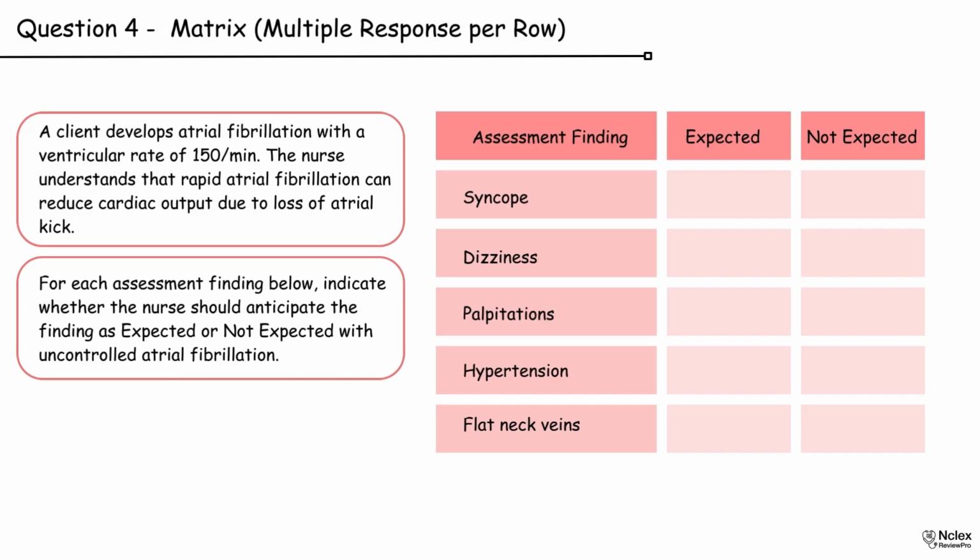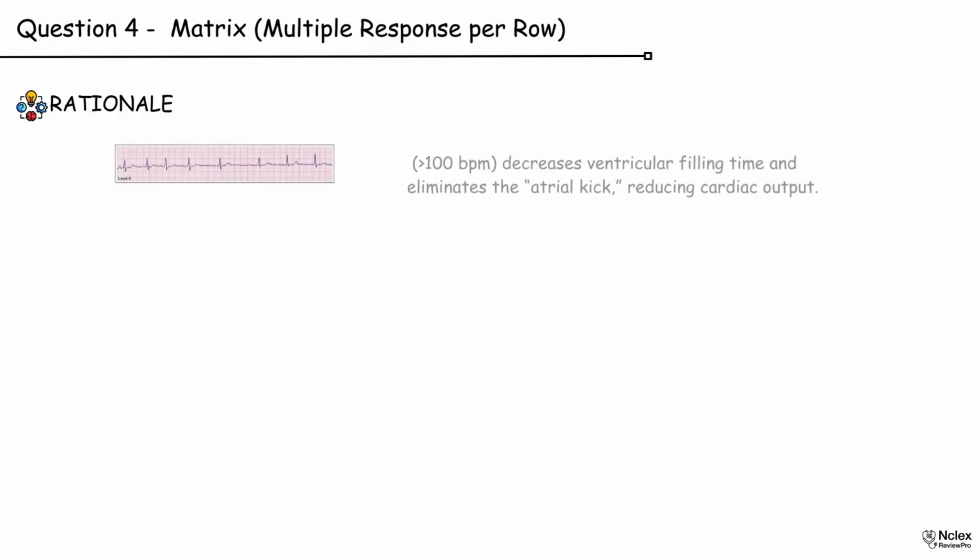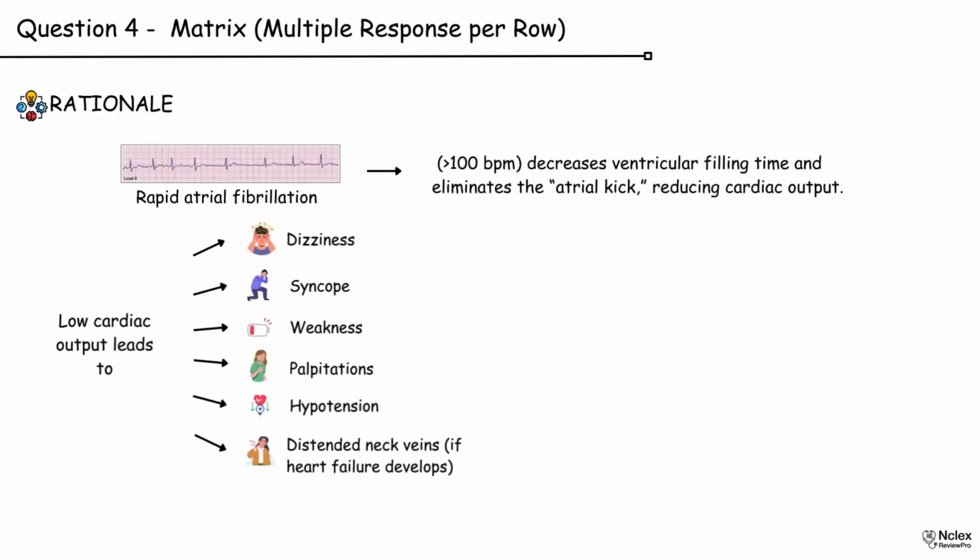The expected findings are syncope, dizziness, and palpitations. The findings that are not expected are hypertension and flat neck veins. Now let's break this down in a structured way. In atrial fibrillation with a rapid ventricular response, the ventricular rate is elevated and the atria are not contracting effectively. That means the atrial kick is lost.